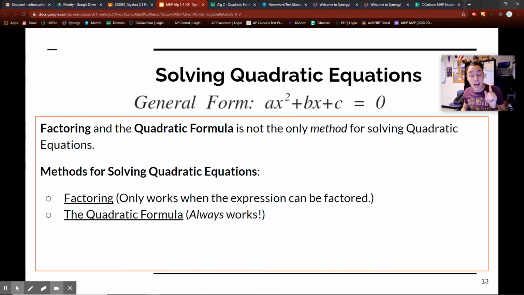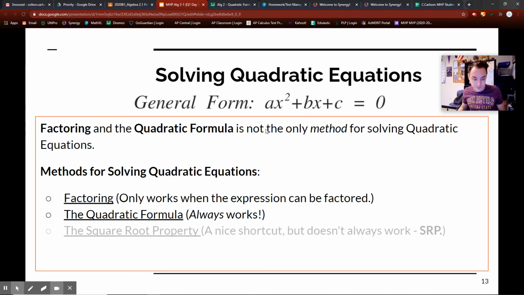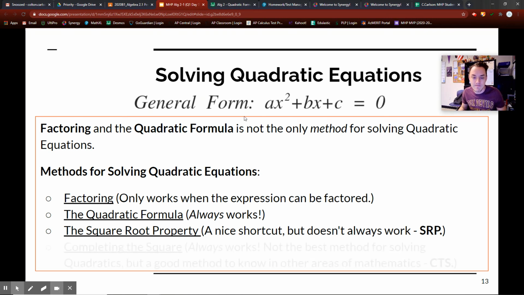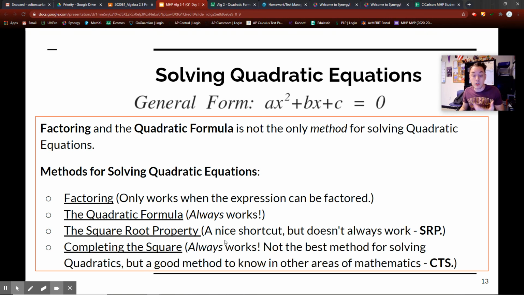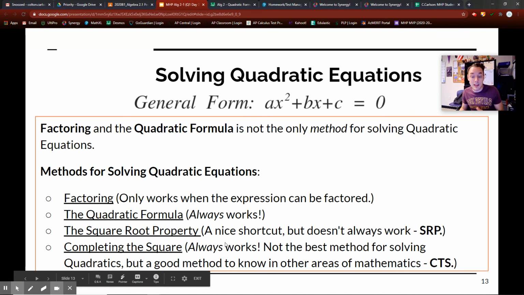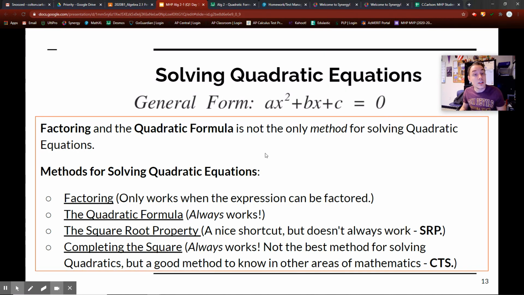The quadratic formula always does work, even if it could be factored. So when in doubt, just use the quadratic formula. The square root property is a nice shortcut, but it doesn't always work. It only works if you don't have a bx term, which is really nice, or if it's already like x minus 6 in parentheses squared, something like that. And then completing the square also always works, but it's not the best method for solving quadratics, just a good method to know in other areas of mathematics, such as pre-calculus, if you take pre-calculus with me.